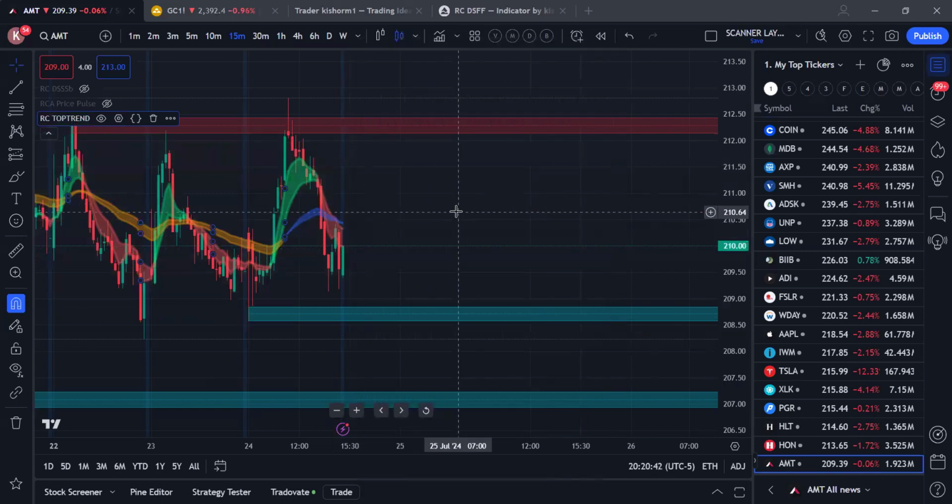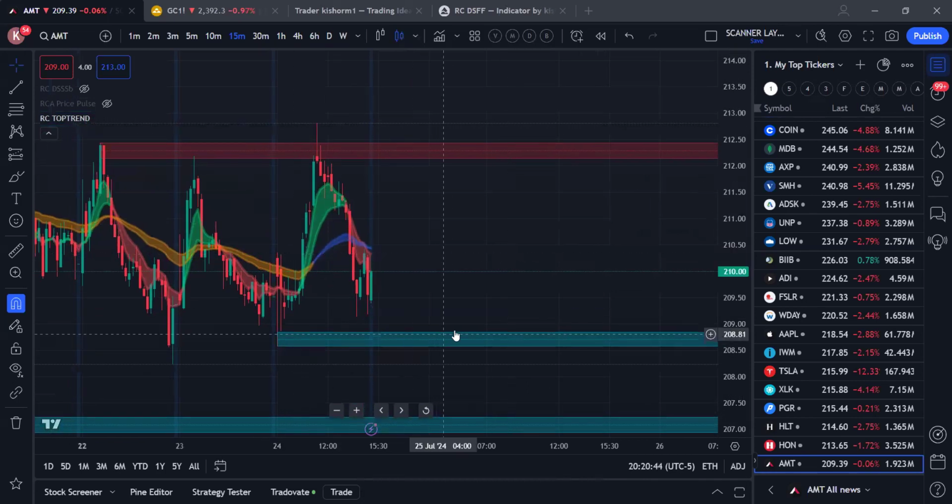for example, right here, this is our strong support area. This is a strong buy area. Whenever price came to this, like last time it came here, it went all the way up. It came here, it went all the way up. So this is a strong support where a lot of buyers are interested to buy at this price. So your top trend, right? Your scanner said it is good to buy.